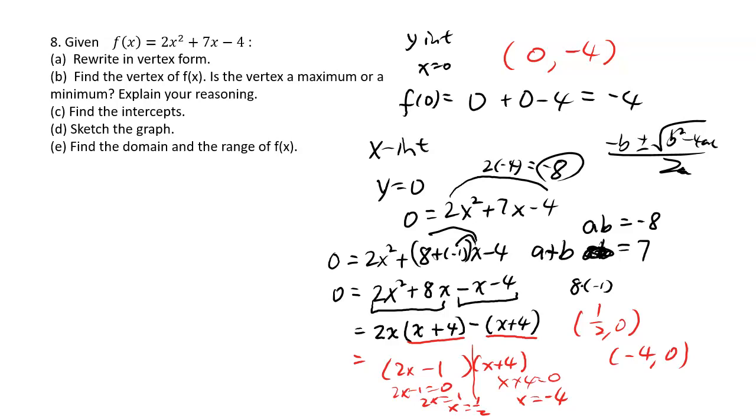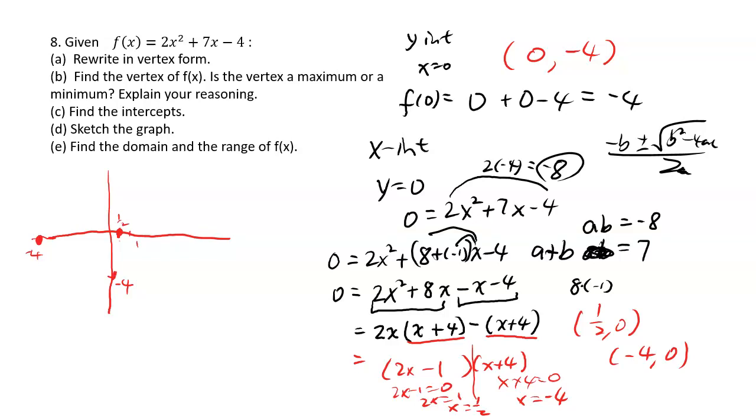Okay, sketch the graph. Let's see. How do you draw the graph? You have to plot first the intercepts. The y-intercept is 0, comma, negative 4. Here's negative 4. And then there's negative 4, comma, 0. So here's negative 4, comma, 0. That's the x-intercept. And 1/2, comma, 0. It's just somewhere here. Let's say this is 1, this is 1/2. Okay, so you need to pass through these 3 points.